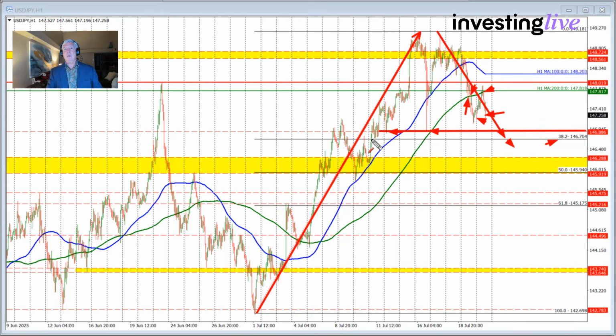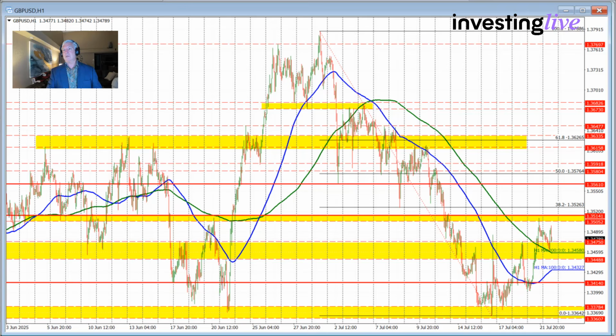It happens to also correspond with this little base right through here that helped to push the price higher through this area. We'll see if the momentum to the downside can continue down to these lows, down toward the 38.2% retracement. But the bias is more to the downside for the dollar versus yen. Finally, let's take a look at the sterling versus US dollar.